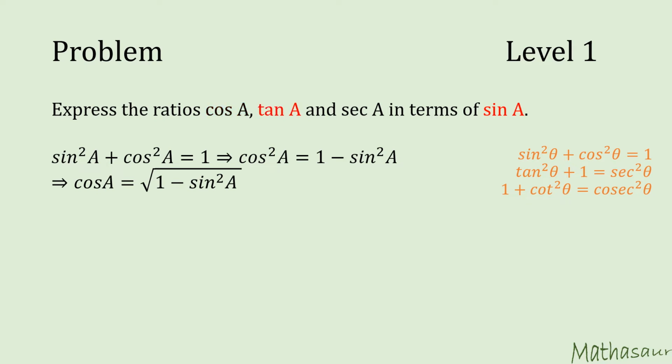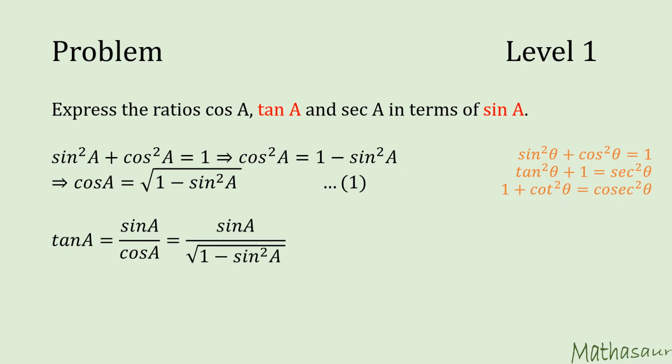Next we have to find tan A in terms of sin A. Let us simplify tan A and write that as sin A upon cos A. We can substitute the value of cos A in terms of sin A. Lastly, we have to find secant A in terms of sin A. Now we know secant A is the reciprocal of cos A. Once again, let us substitute the value for cos A in terms of sin A. And we are done.